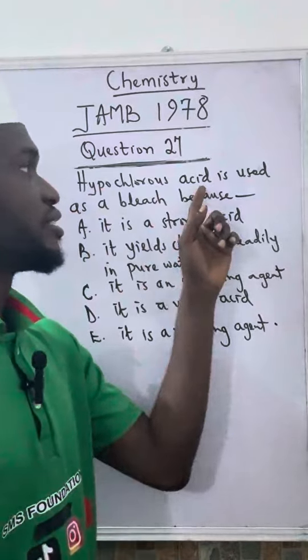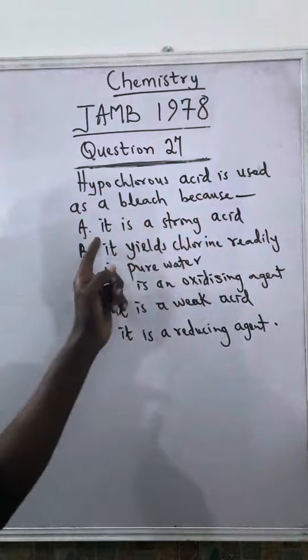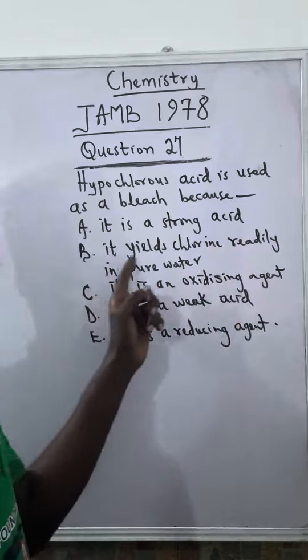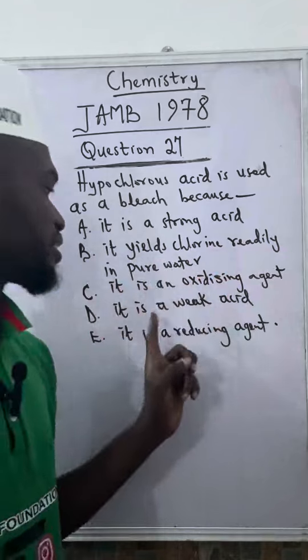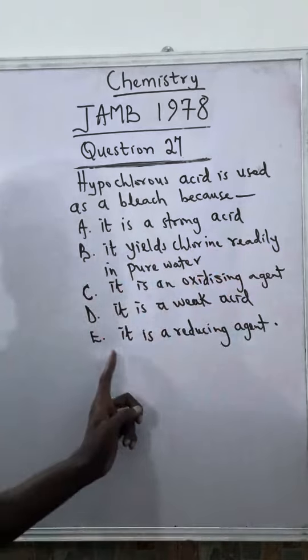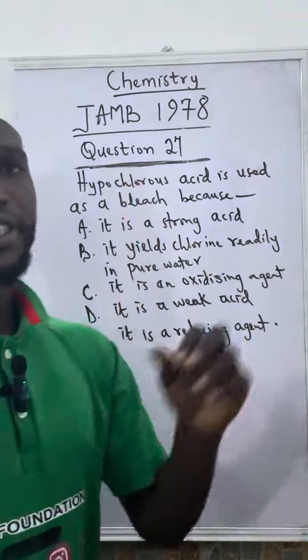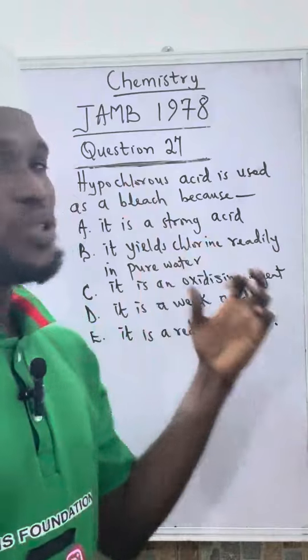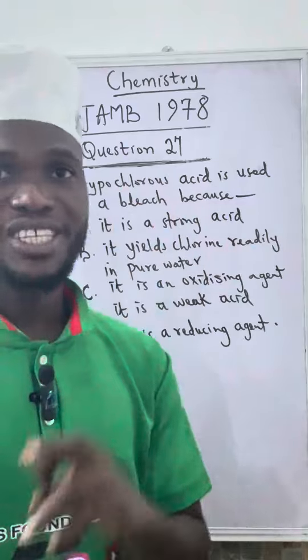Hypochlorous acid is used as a bleach because dash. It is a strong acid. It used chlorine readily in pure water. It is an oxidizing agent. It is a weak acid. It is a reducing agent. So very good. This has to do with your understanding of the function of hypochlorous acid.